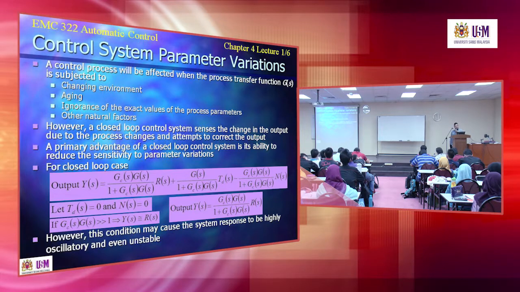Because normally when the environment is changing, this constant may slightly change. And if the process has become old, maybe after a very long time, some of the parameters that we assume to be constant have already changed. And not only that, some of the parameters, when we assume they are constant with a certain value, maybe the value is not exactly the one that we estimated. It may be different as well. And there are so many factors that make these parameters change.